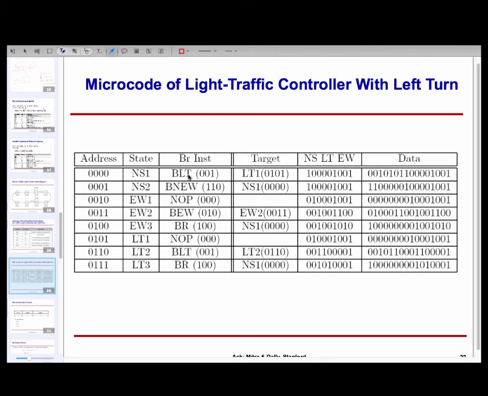So this is the B branch instruction field, this is a target, and this is the output. So this is B bits, this is S bits, and this is the O bits. So what I'm saying out here is, the first state I'm saying is branch if left turn. So if left turn is true, go to LT1, and in the current state, this is the light.